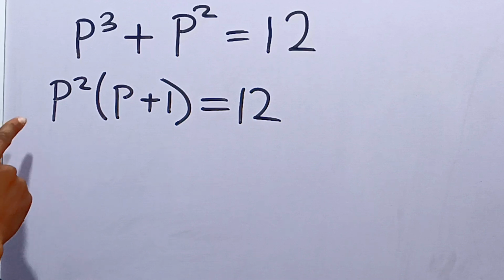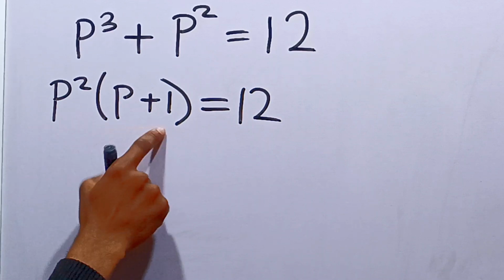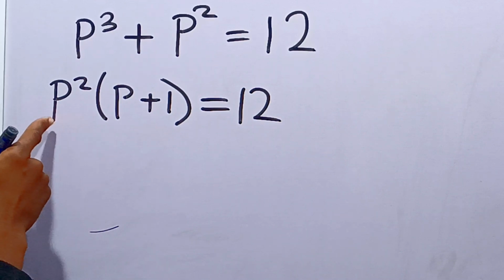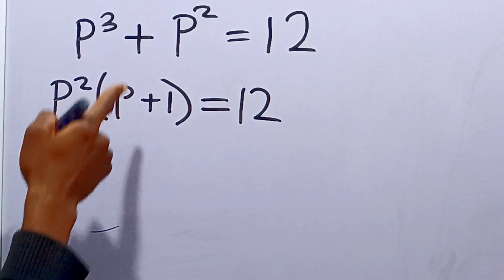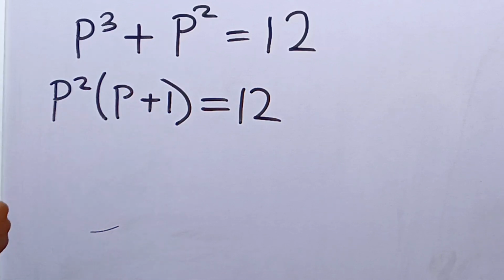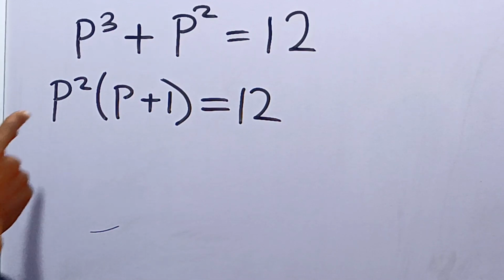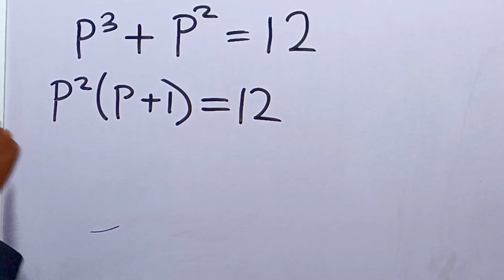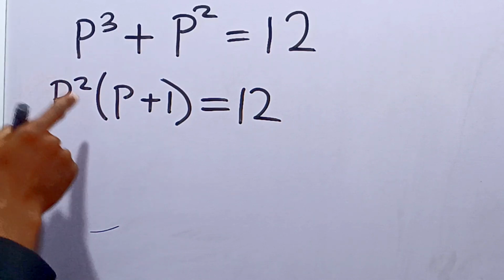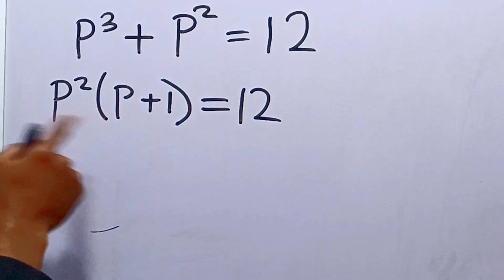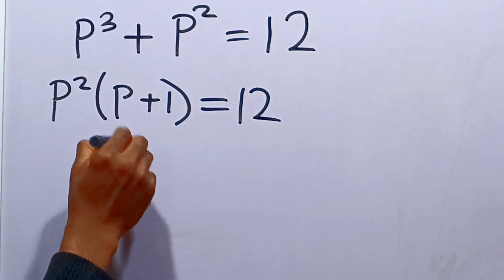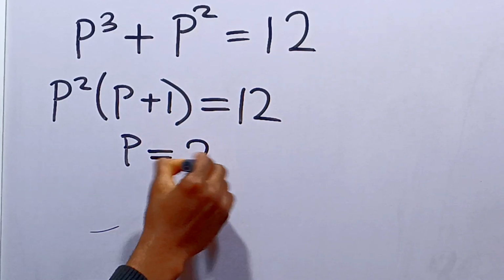Again, let's find the answer for p by deduction. If you put p as 1 here, we have 1 squared is 1, 1 plus 1 is 2, 2 times 1 is not 12. If you put p as 2, however, we have p squared is 4, 2 plus 1 is 3, 4 times 3 is 12. Hence, we can conclude that p is equal to 2.